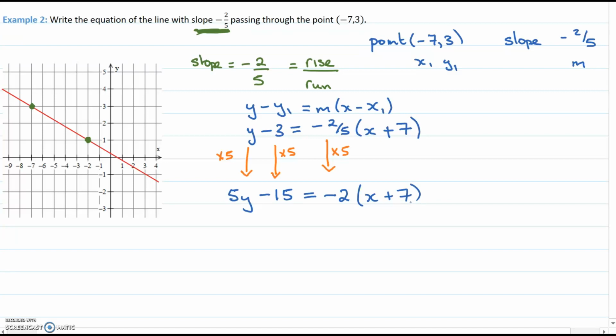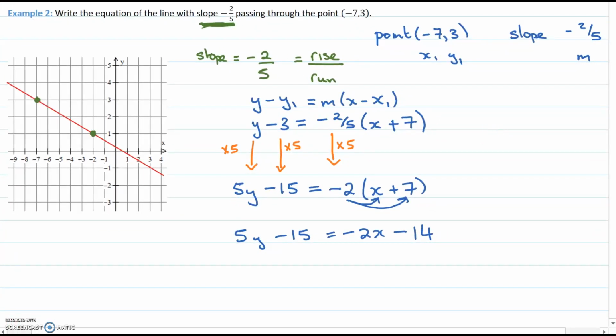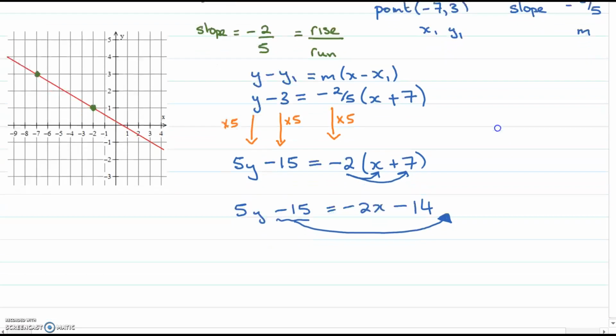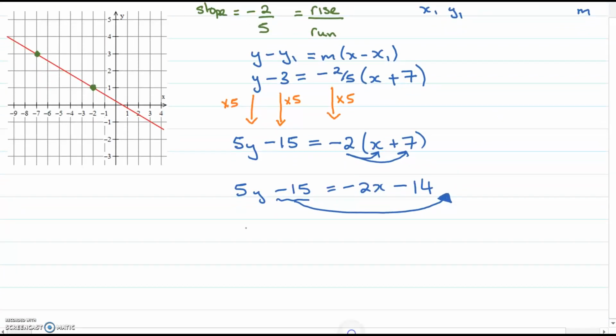From here on it's pretty simple. I'm just going to distribute the negative 2 here. Expand this side, so we'll have 5y minus 15 is equal to negative 2x. Negative 2 by 7 is negative 14. We want to get the y on its own. So remember, we're going to bring this negative 15 across. Remember, slope-intercept form, which is the way we want to write our equation usually, means y is on its own. So we have 5y equals minus 2x, minus 14. If you bring the minus 15 over, it becomes plus 15.